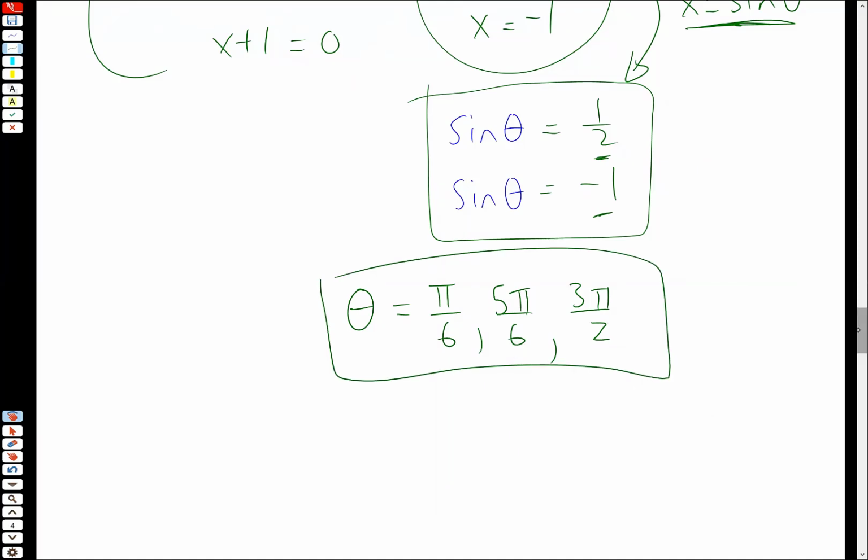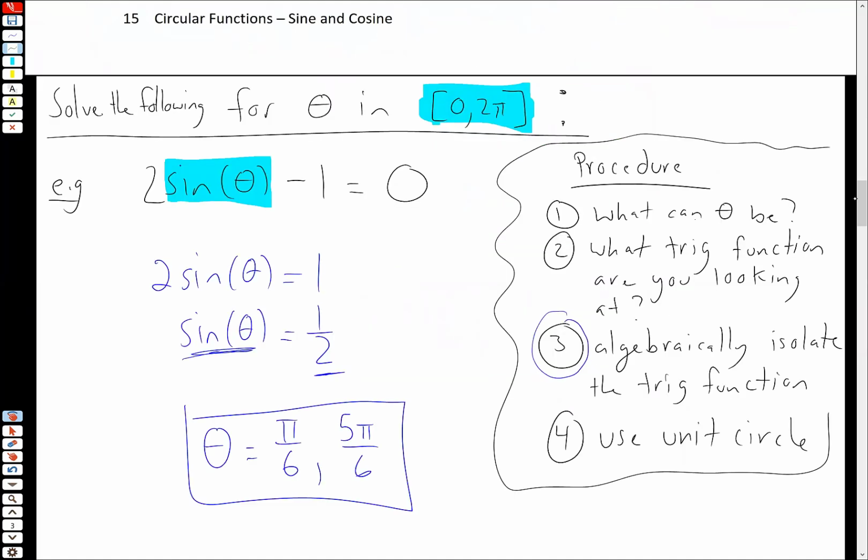Okay, so again, just to summarize, how do you solve trigonometric equations? I recommend this procedure. First, pay attention to where is theta. What can theta be? That'll tell you what unit circle to look at. In this case, 0 to 2 pi, that means we're looking at just the standard unit circle. Second, what trig function are you looking at in the equation? Are you dealing with sines? Cosines? Tangents? That's going to tell you what to do with your coordinates when you look at your unit circle.